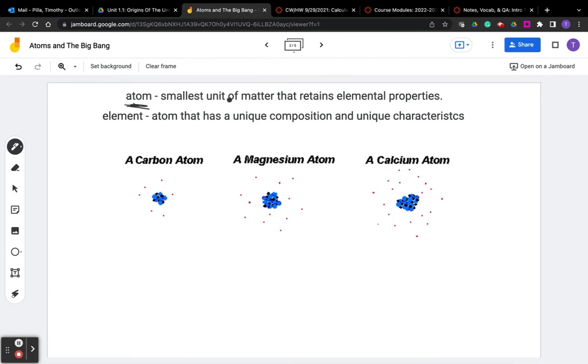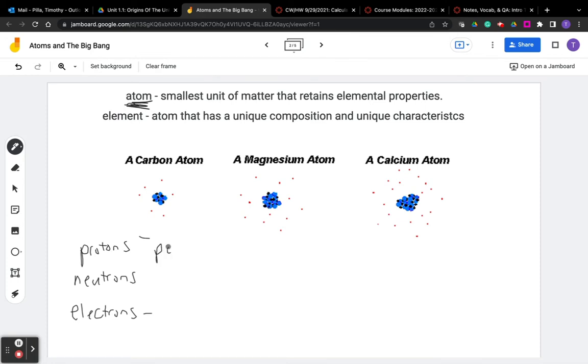Now, an atom is the smallest unit of matter that retains its elemental properties. You should add that to your study cards. What I mean by that is that an atom actually is made up of a couple things. It's not the smallest thing ever. As you saw from your timeline, quarks stick together with gluons, making protons and neutrons. But we're just going to focus on the atom. And you have to know that an atom is made up of three things. It's made of protons, neutrons, and electrons.